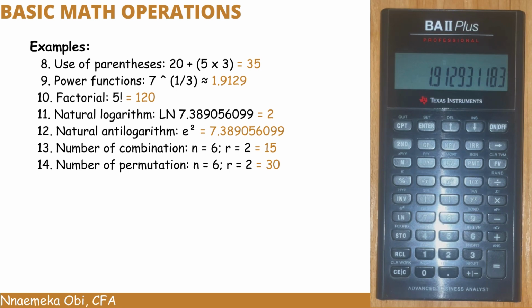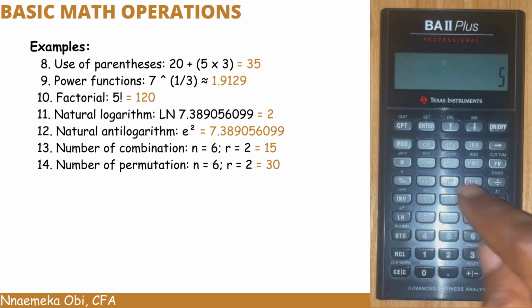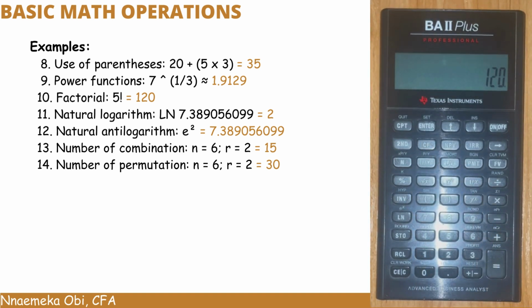Now we can also use the factorial function in the calculator. So let's say you want to get 5 factorial, you press 5, you press second function, you press times. So this gives us that 5 factorial is equal to 120.